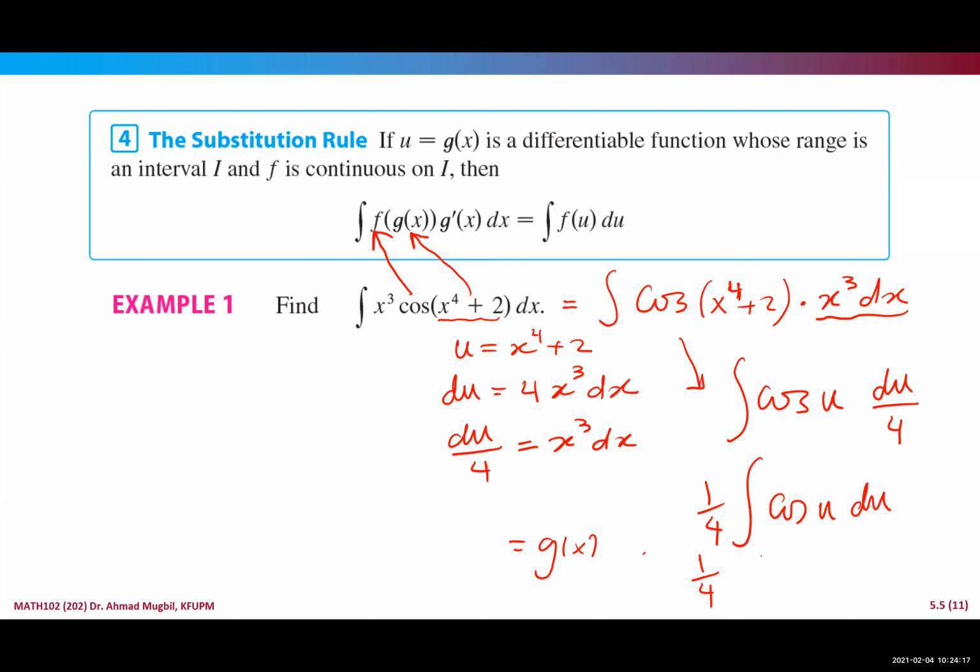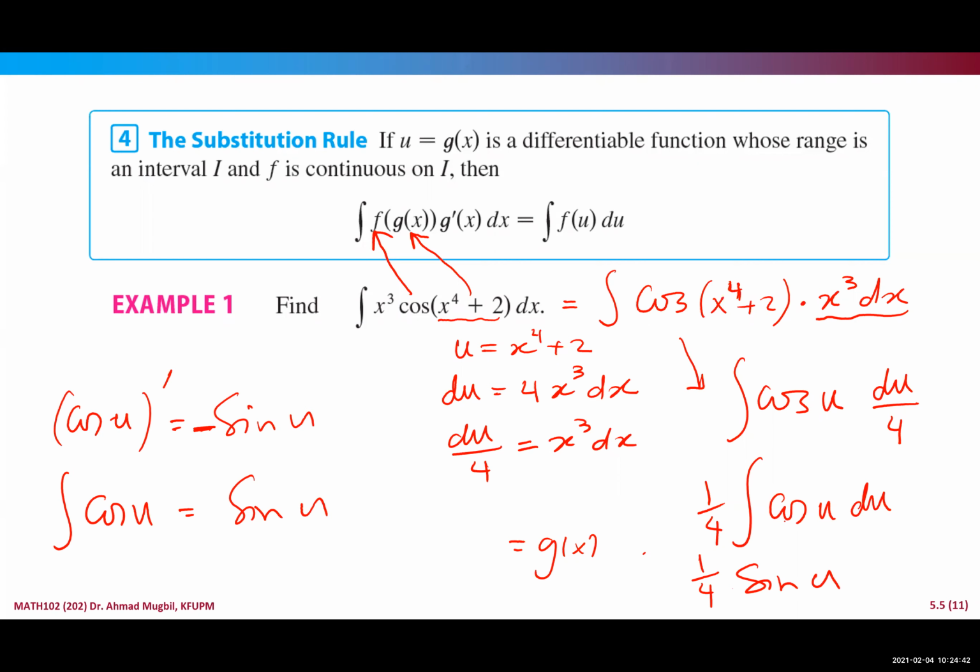Positive sine. Always, ya shabab, check your answer. Don't mix up, ya shabab. If you have cosine u, its derivative is negative sine u. This is the derivative, but its integral is sine u, not negative. Because if you differentiate, you will get the original function. If you have negative here, you will not have the original function if you differentiate. That's it. Now what you need to do is just replace u by what? By x to the power 4 plus 2.